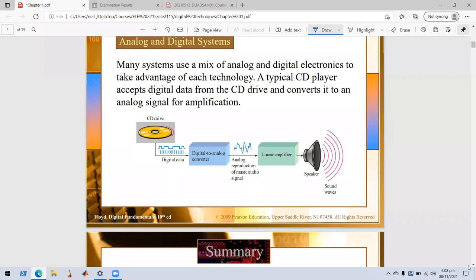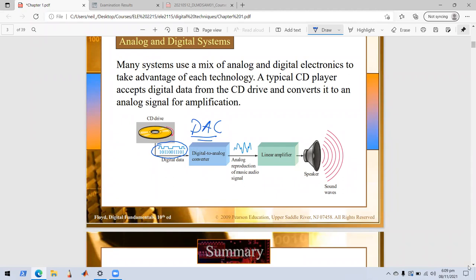Now, in this case, this is a mixed system. This is part analog and part digital. So from your CD, digital information is stored on the CD, and it would use some sort of laser optical diode to read the information off the CD. Now this digital data, as it's read off the CD, would be fed into something like a DAC, a digital to analog converter, or for short, you just say DAC.